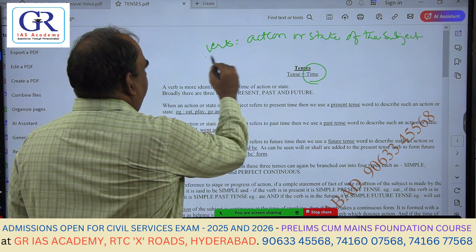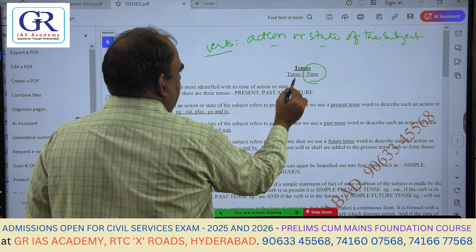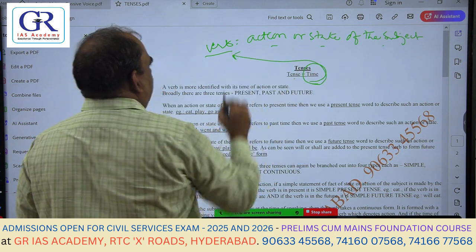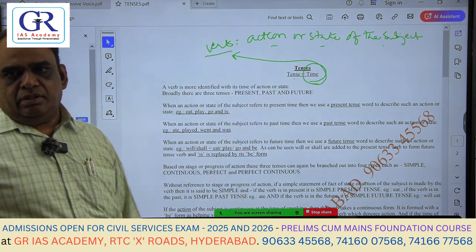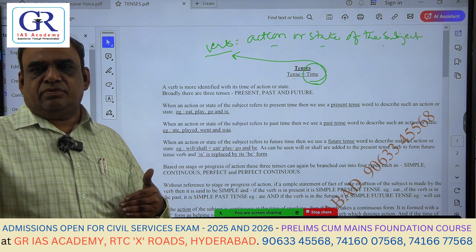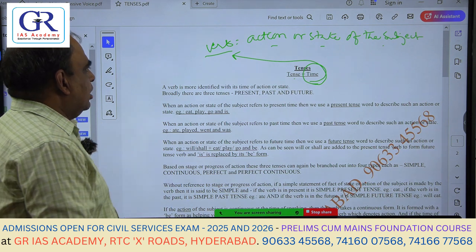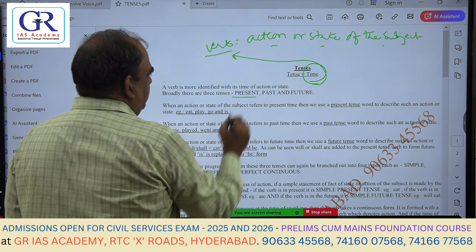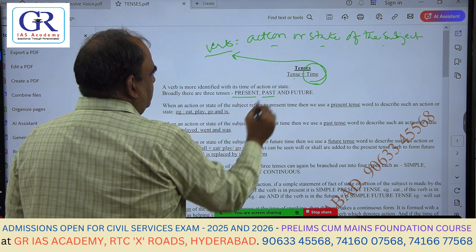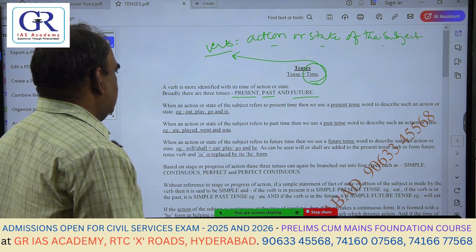So, verb is the action or state of the subject. This tense tells about the timing of the verb. When did it happen? Did it happen now, yesterday, or will it happen tomorrow? It tells about the time. If it is present, we say present tense. If it is past, we say past tense, and if it is future, we say future tense.